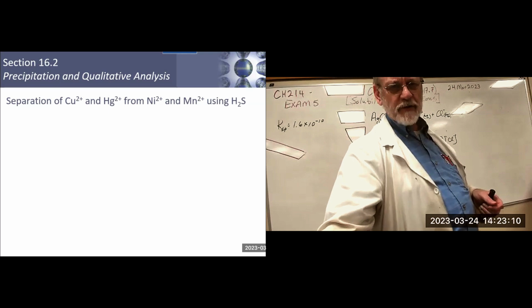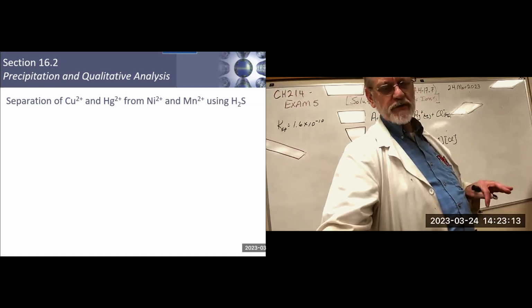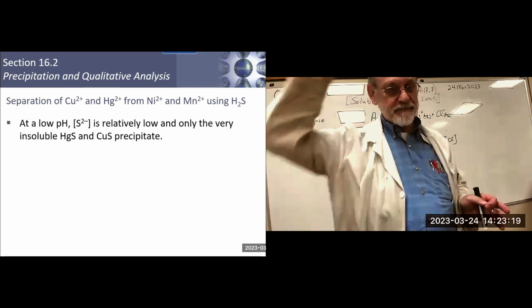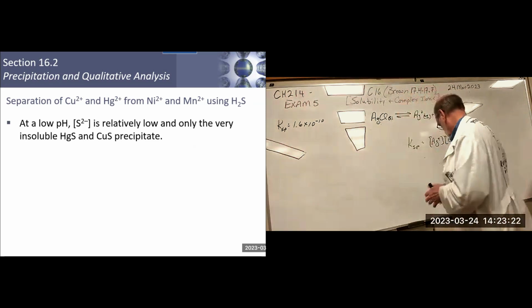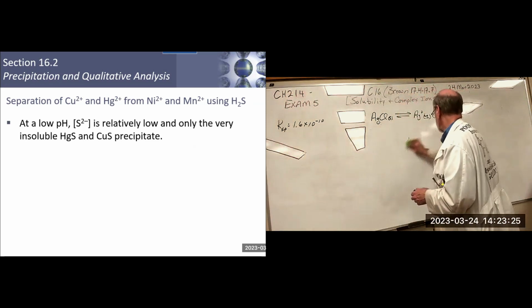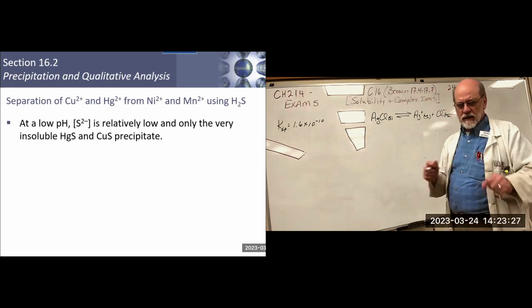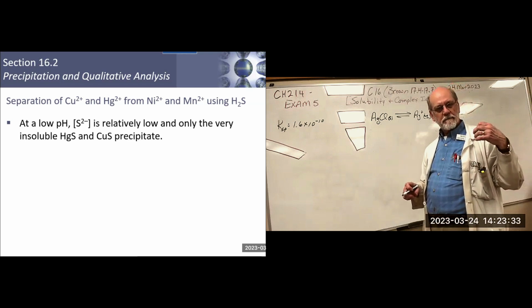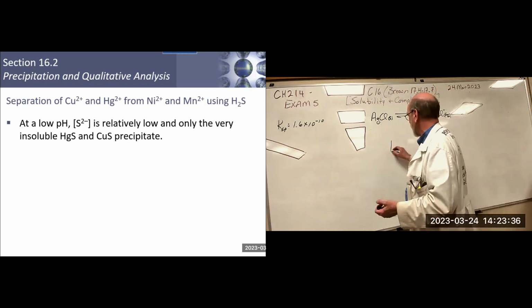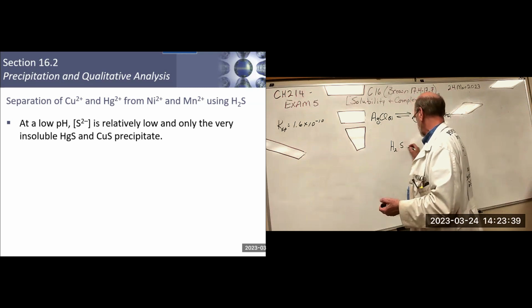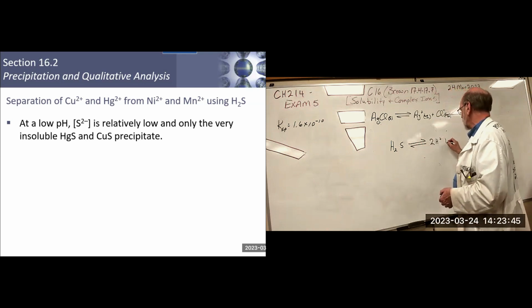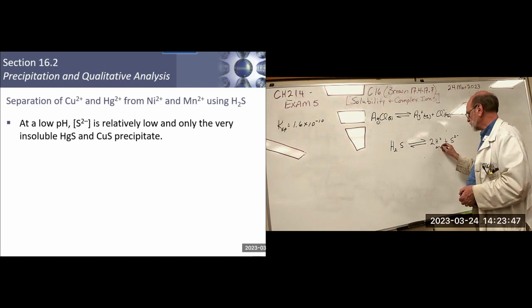Okay, let's say we have copper 2+, mercury 2+, nickel 2+, and manganese 2+, and we use hydrogen sulfide. If we put hydrogen sulfide in solution, it's going to set up an equilibrium with 2 hydrogens and 1 sulfide in solution.